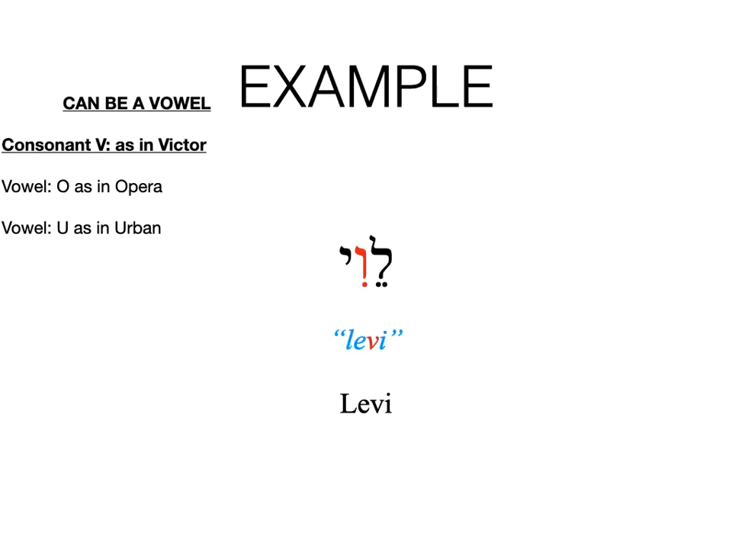Okay, here are the examples. First, this is an example of a consonant. As you can see, there is a dot underneath, which is an E sounding vowel, and there is no dot on top or in the middle. So this is a consonant V, and the pronunciation will be Levi. This is like the English Levi, it's a name.